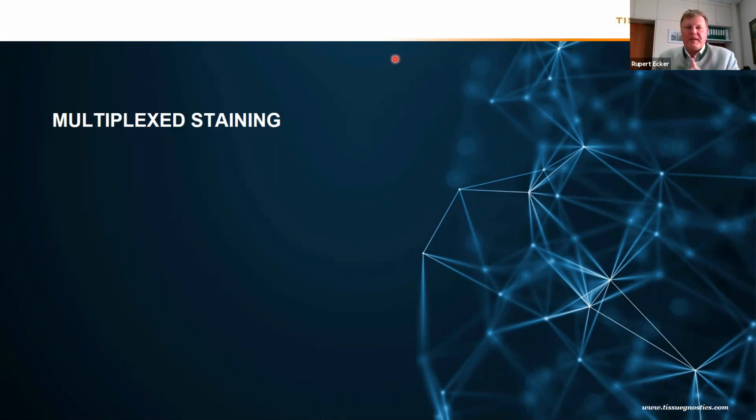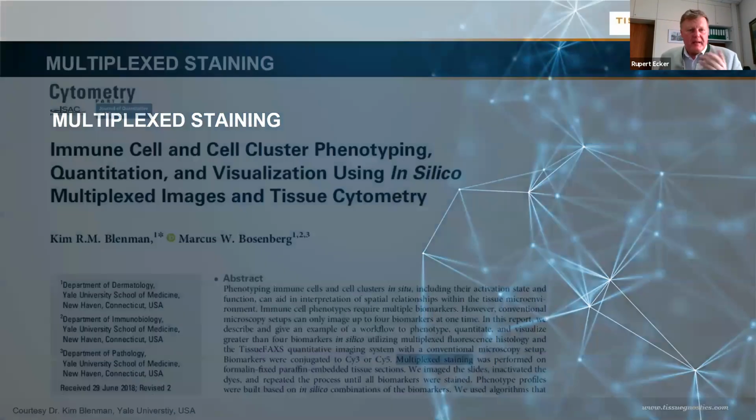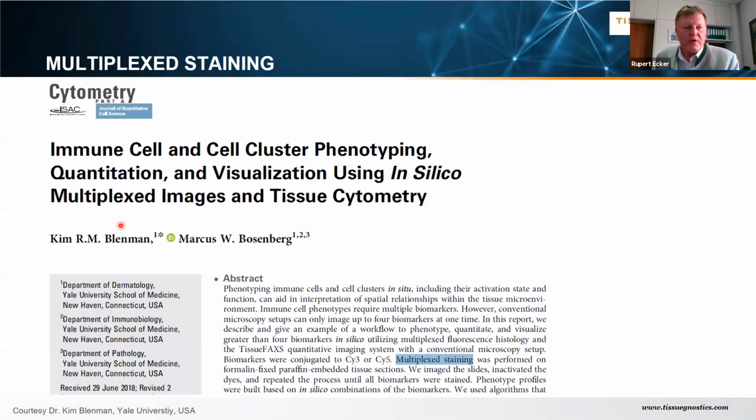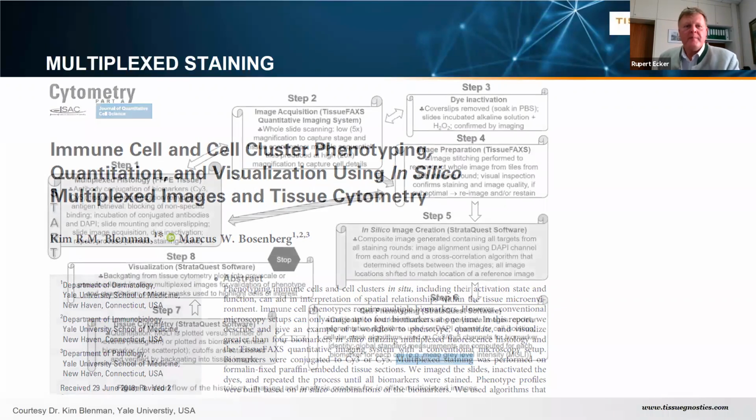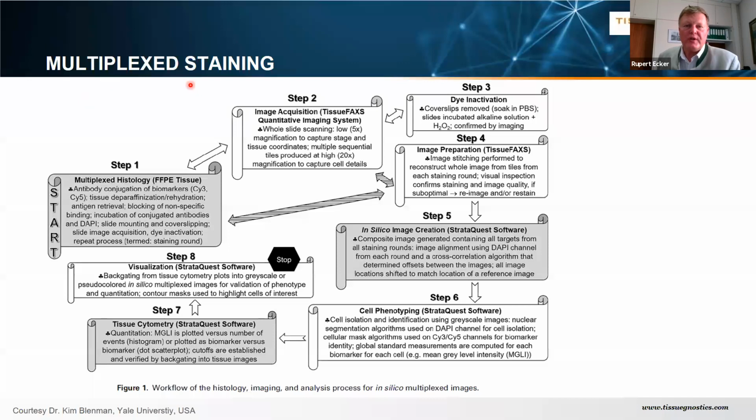Therefore, techniques have become increasingly important which allow determining the expression of more and more molecular markers on the same cell population. One of those techniques is multiplexing. This is a publication from Yale University, Kim Blenman, from last year in Cytometry, where she introduces a protocol based on our TissueFAXS platform and the StrataQuest analysis software.